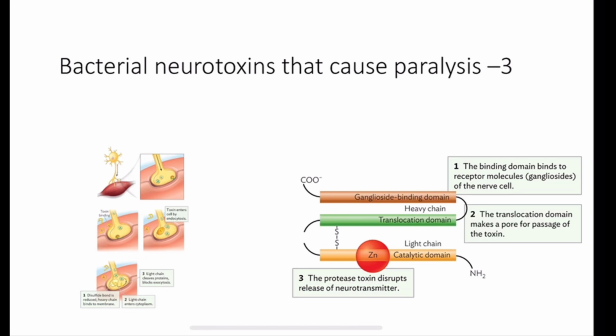The photo on the left demonstrates the basic structure of tetanus and botulinum toxins after cleavage. The first step is binding domains to receptor molecules or gangliosides of the nerve cell. It is followed by the translocation domain making a pore for the passage of the toxin. Finally, the protease toxin disrupts the release of the neurotransmitter.